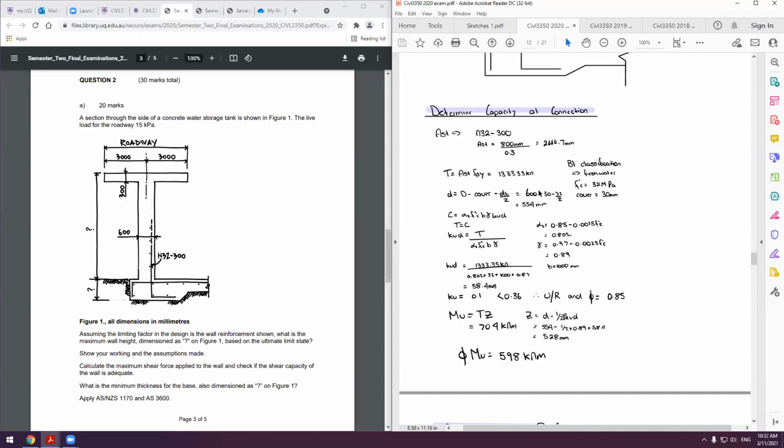So what we're going to do is determine capacity at that section. We're using simple concrete design. Tension equals compression. Compression equals alpha 2 f'c b k_u d. Always assume under-reinforced. Always assume that phi equals 0.85. So we calculate our area of steel. We have our steel, it's given. Essentially, we calculate our tensile force, which is 1,333 kilonewtons. We can calculate our depth to our reinforcement, so D minus cover minus half d_b.